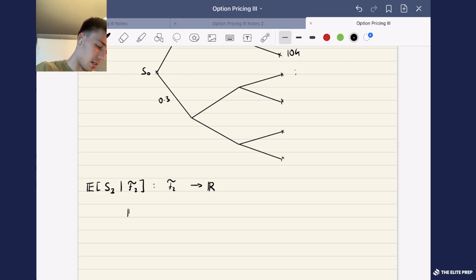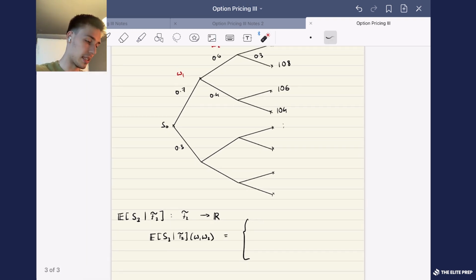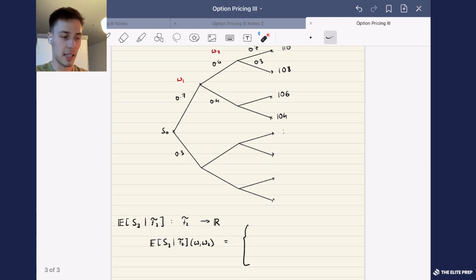So in particular, we want to evaluate the expected value of the stock at time 3, conditioned on the filtration up to time 2, omega 1, omega 2. And there are 4 possibilities for this, right? Because it depends on the state that we choose for omega 1, omega 2. Omega 1, omega 2 could be heads, heads, heads, tails, tails, heads, or tails, tails. In this case, we're only going to compute it for heads, heads, because everything else is exactly the same.